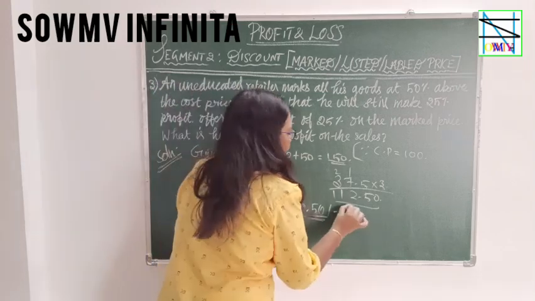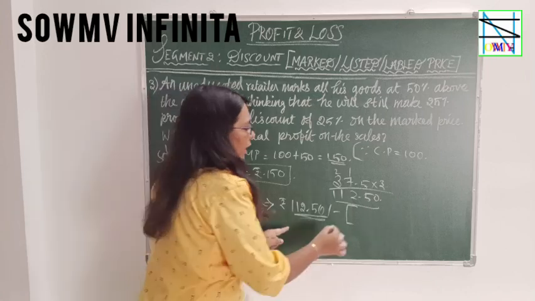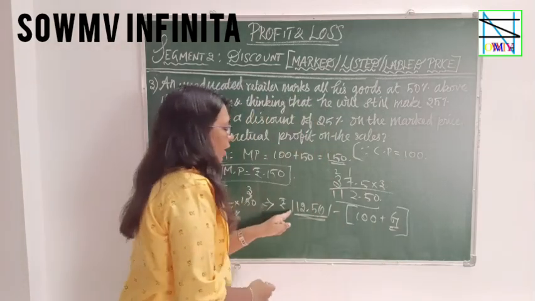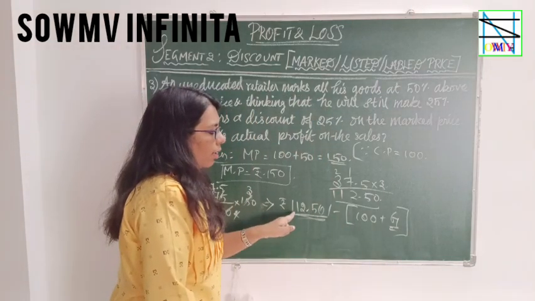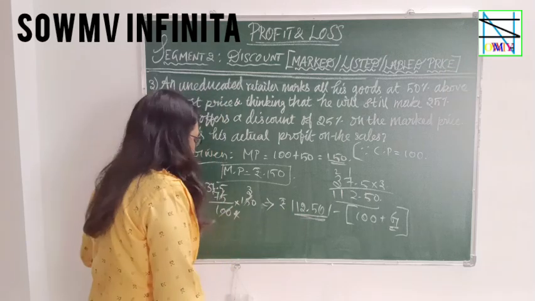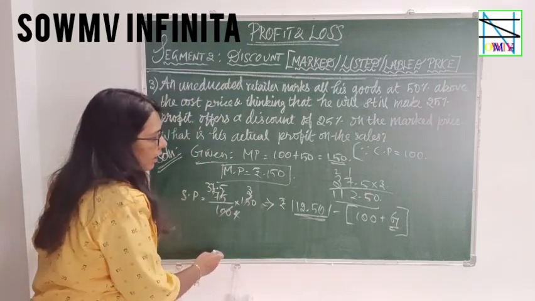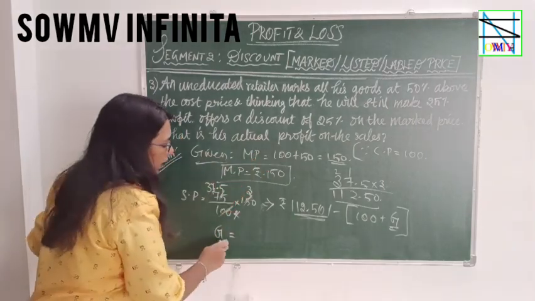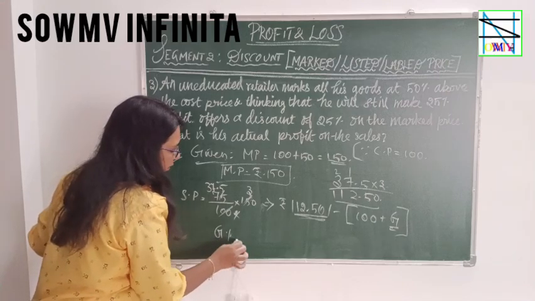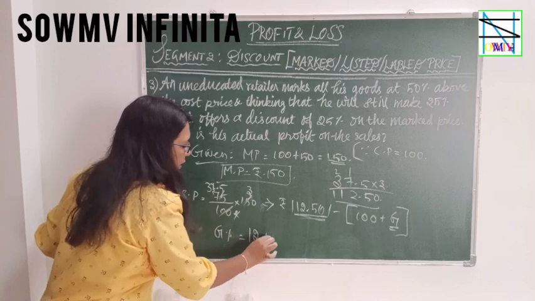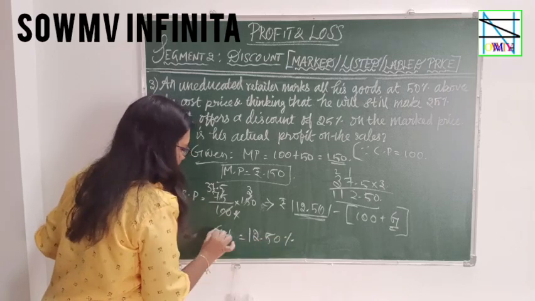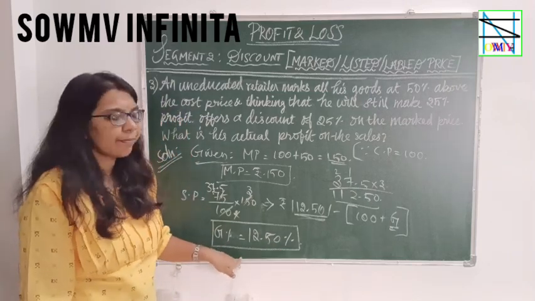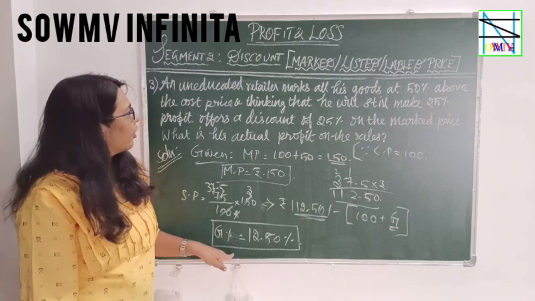From here, we can convert the gain value. So gain is 100 plus gain value. So from 100 plus 12.5%, that is the SP value. So profit on the sales, so gain is 12.50%. So this is the gain value. That's it. We go for the fourth problem.